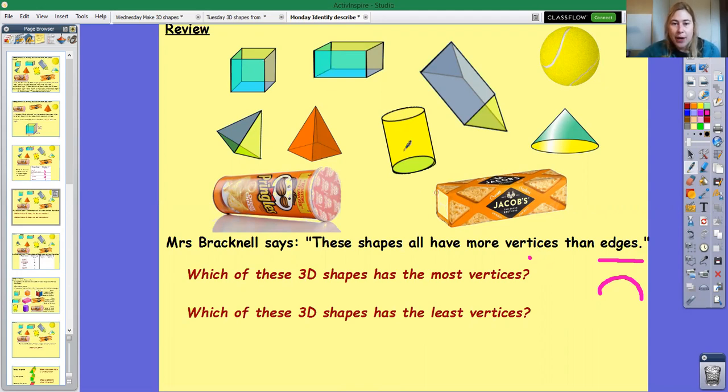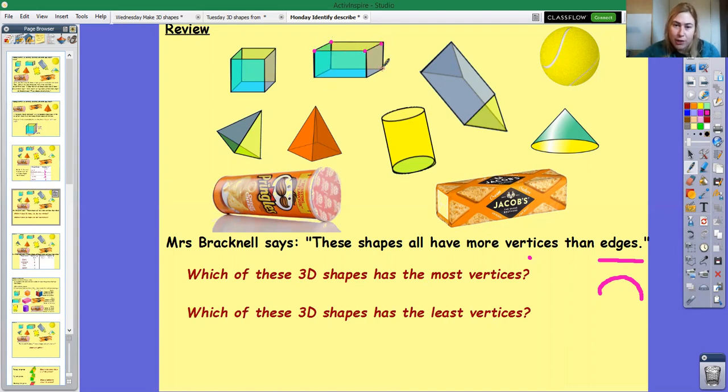Okay, so hopefully you were looking at some of the cubes and the cuboids for the most vertices. If I just show you how I would count the vertices, I'd look at the top of the shape and count the corners where the edges meet. So there's 1, 2, 3, 4. Now I know I'm looking at these lines and I could look at these edges, but I've already counted these vertices. So you just need to count the vertices once. Okay, so I've counted the top.